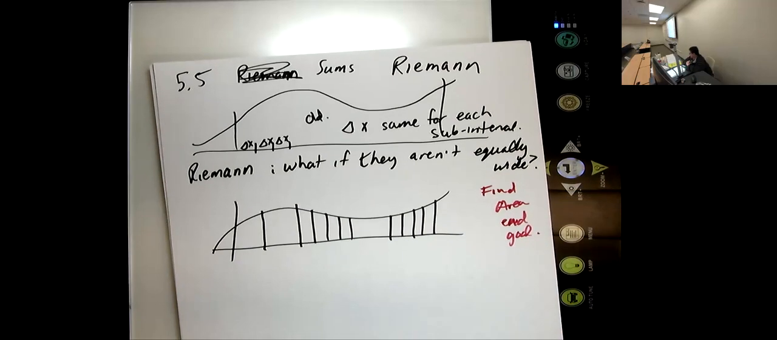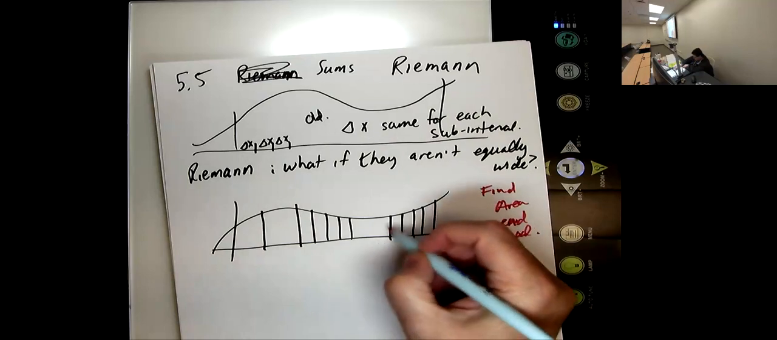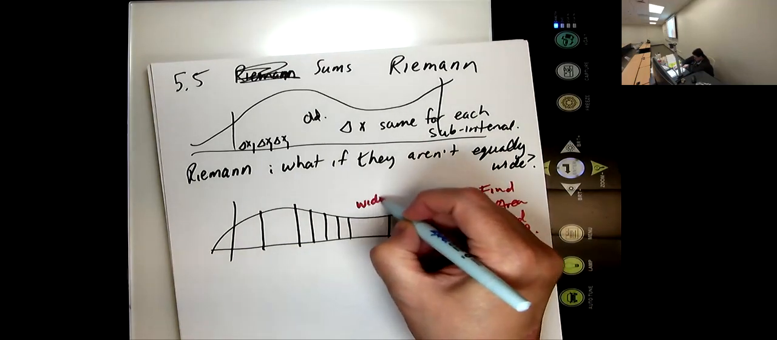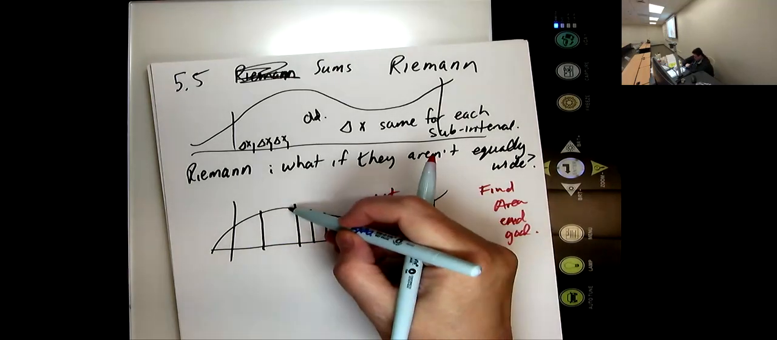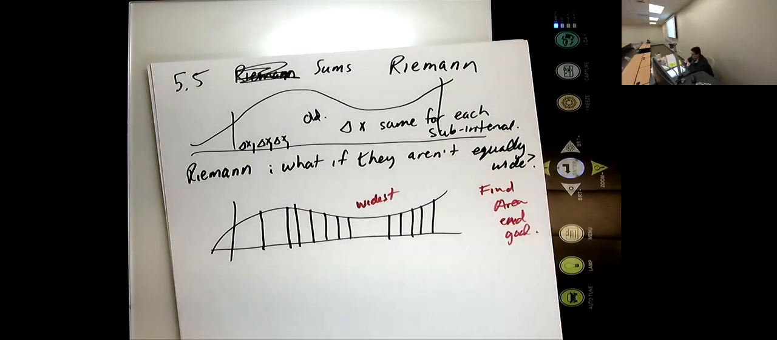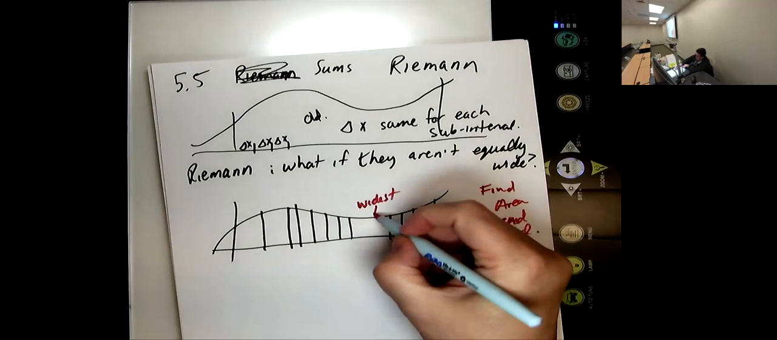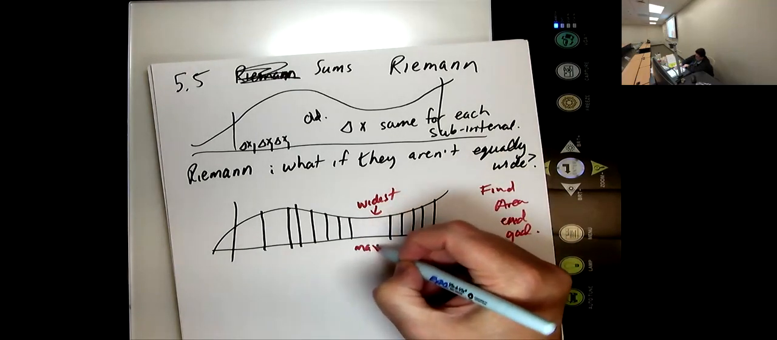So what he says, all right, they're equal widths. Let's just find the one that's the biggest width. I don't know, this one looks like it might be the widest, but I can make it the widest by just adding another line over here. There we go. Now it's definitely the widest. We'll call this our max delta x.